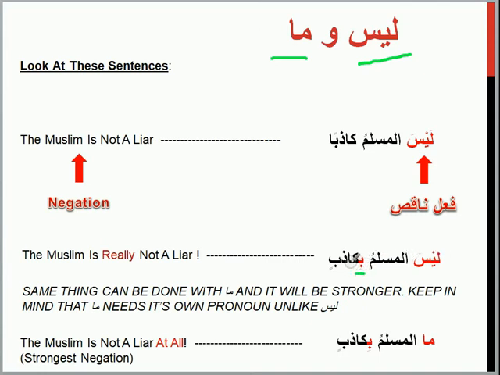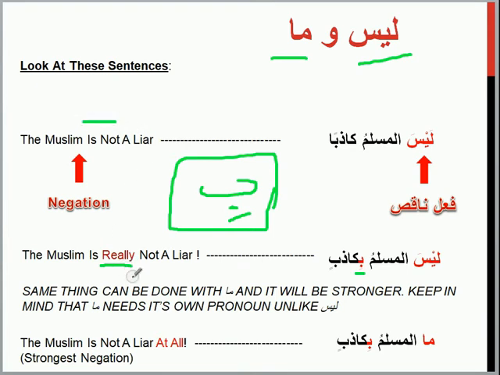Laisa muslimu bi kaziban. Now we all know that ba is a harf of jar, or you can say bi. This is a harf of jar, so this will be muta'alliq bil khabar. That's not important. What matters to us is that it is more empathetic, that he is really not a liar. He is not a liar, and he is really not a liar. So this is a stronger form.